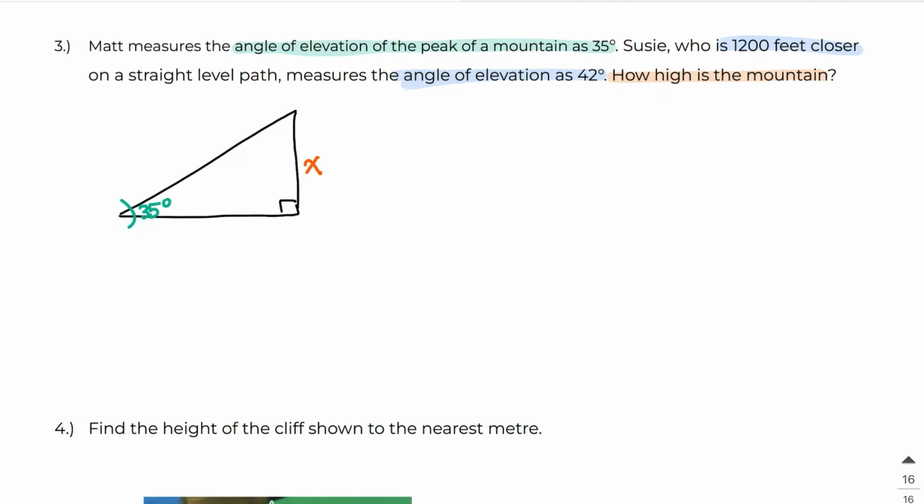But then there's Susie, who is 1,200 feet closer. So she's closer to the mountain right here, and she sees this angle of elevation as 42 degrees. So this right here would be 42 degrees. And we also know that this is 1,200 feet. Okay? And we want to use this information to find the height of the mountain. So this might feel like we don't have that much information, but we do. We have a good amount of information right here.